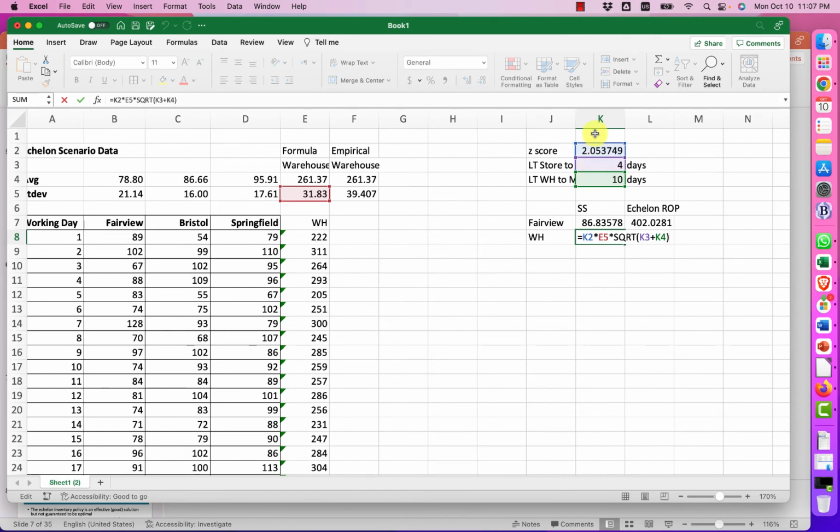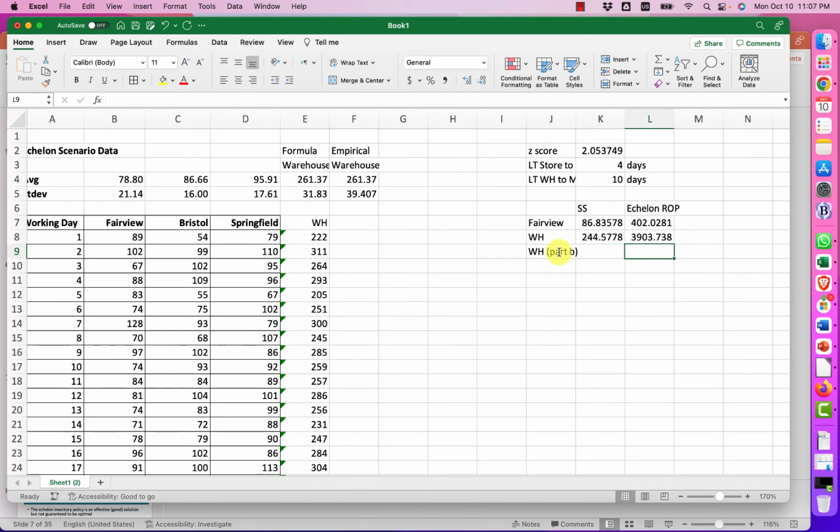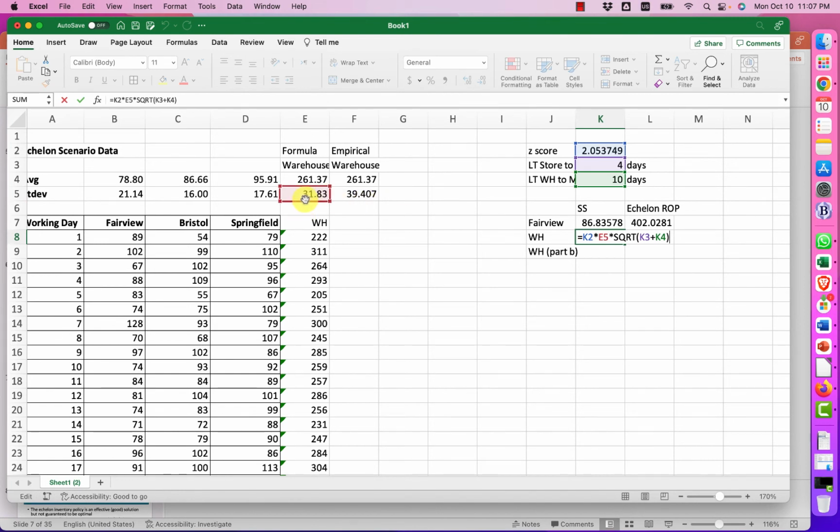Okay, so nothing on the lead time side changed. Let's do the warehouse like part B. The safety stock part will not stay the same, because the standard deviation has changed. So it depends on lead time, z-score, and standard deviation. This has changed, so we'll have to put in the formula again.